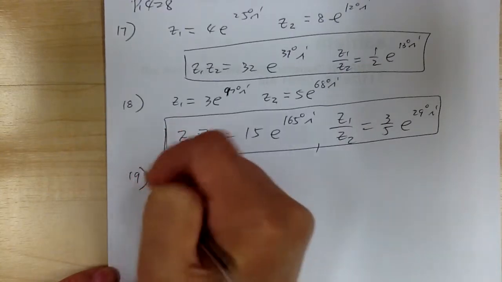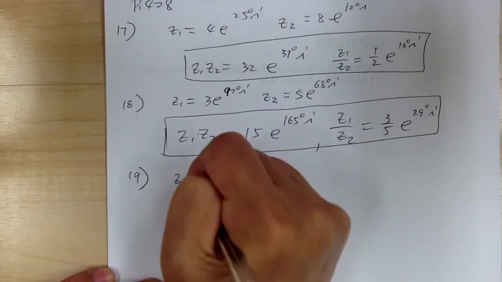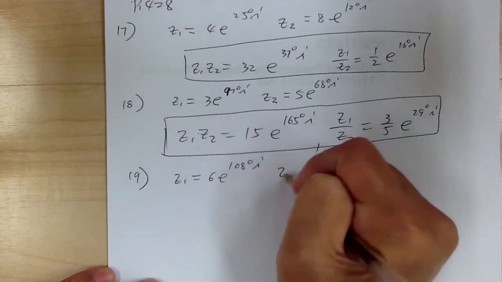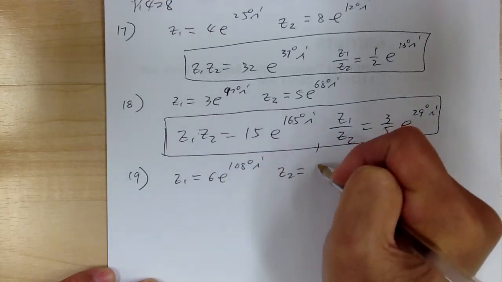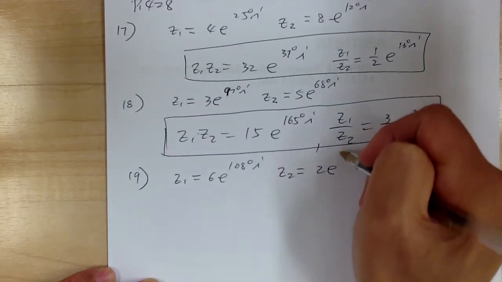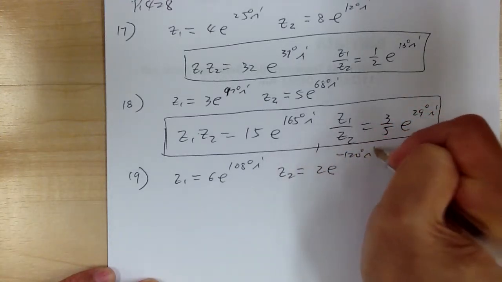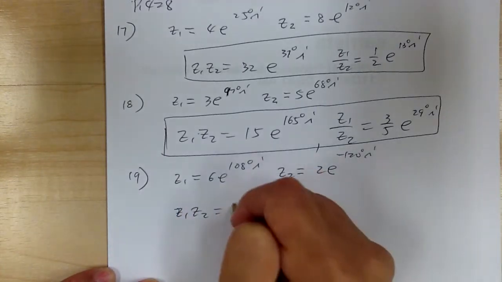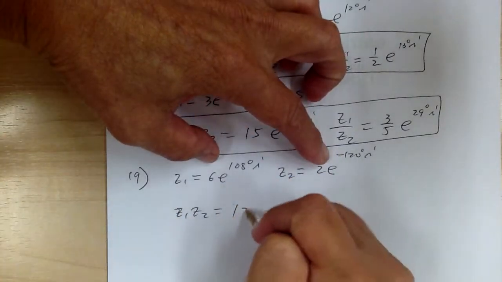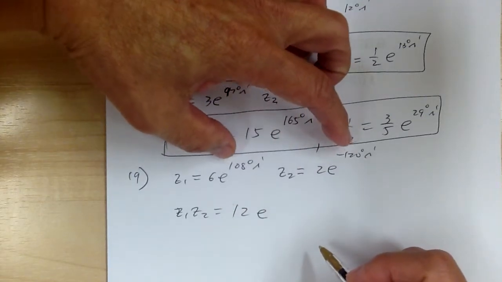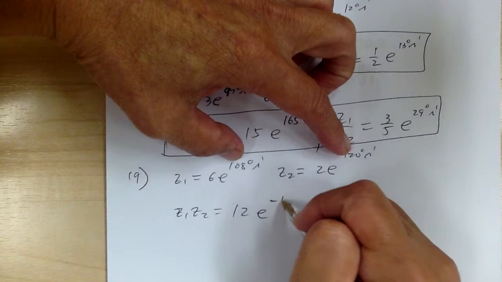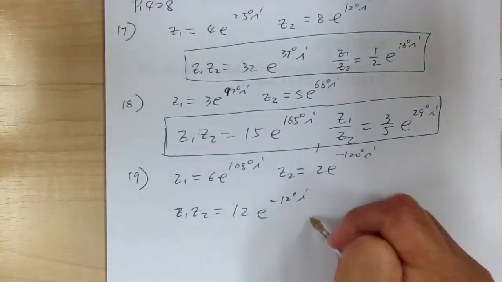Okay, number 19, z1 equal to 6e to the 108 degree i, z2 equal to 2e to the negative 120 degree i. So z1 z2, when you multiply, you're going to get 12e to the, and when you multiply you add, so you're going to get negative 12 degree i.